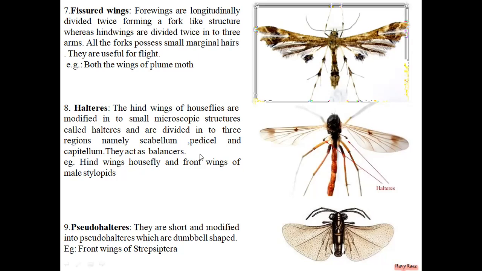Next is pseudo-halters. Pseudo-halters, like false structures of halters, are present in the front wings of Strepsiptera. So that is all about wing venation and the different types of insect wings.